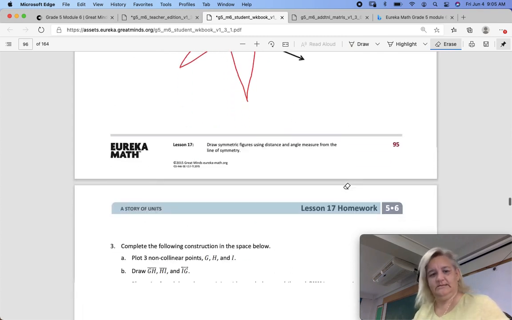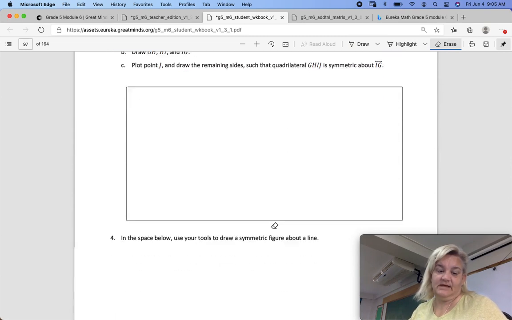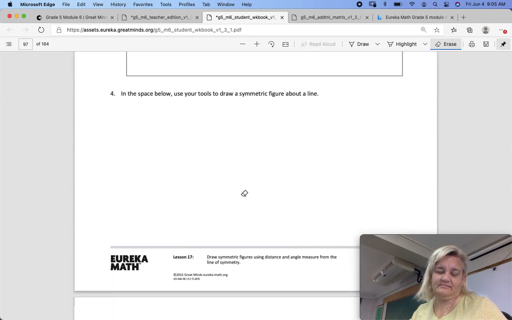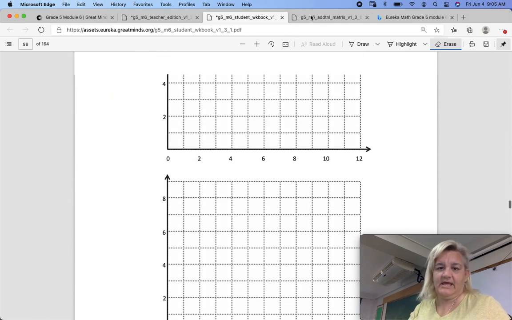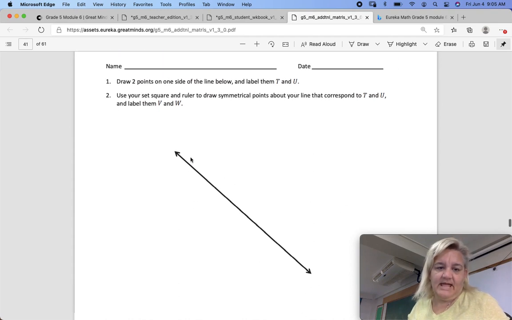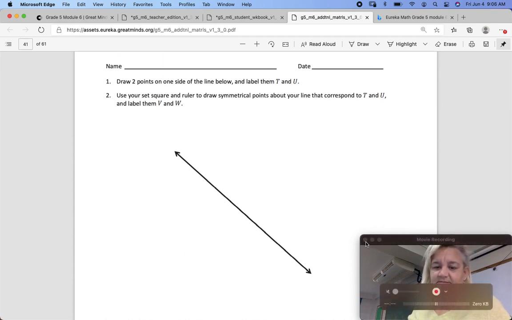All right. Okay, good luck with this. They didn't give you that difficult one at the end, so you should be okay. And then we're going to go right here to our exit ticket, and you're going to create a symmetrical shape on either side, and then you're done. Turned in your homework. Have a great day.